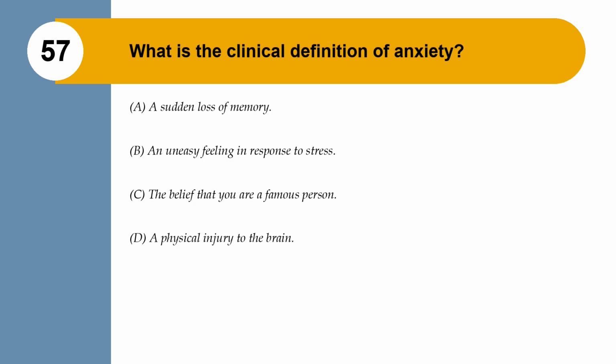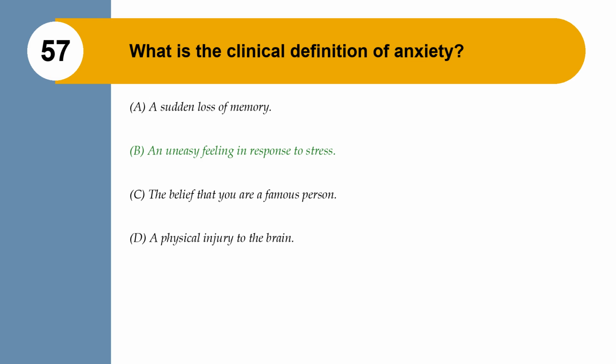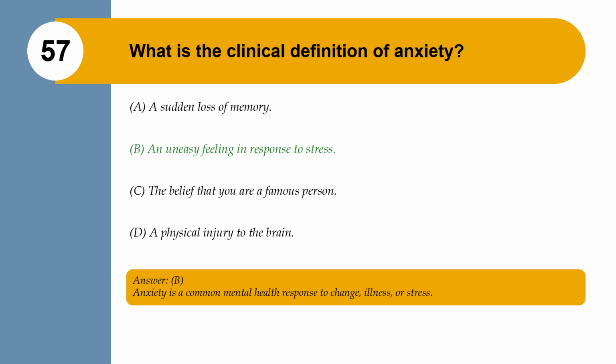Question 57. What is the clinical definition of anxiety? Option A, a sudden loss of memory. Option B, an uneasy feeling in response to stress. Option C, the belief that you are a famous person. Option D, a physical injury to the brain. The correct answer is option B, an uneasy feeling in response to stress. Explanation. Anxiety is a common mental health response to change, illness, or stress.